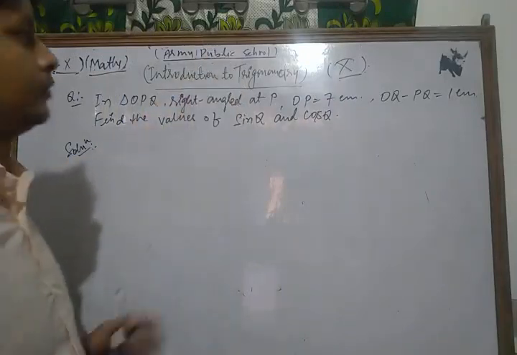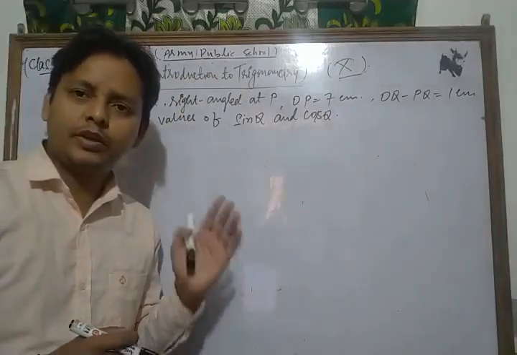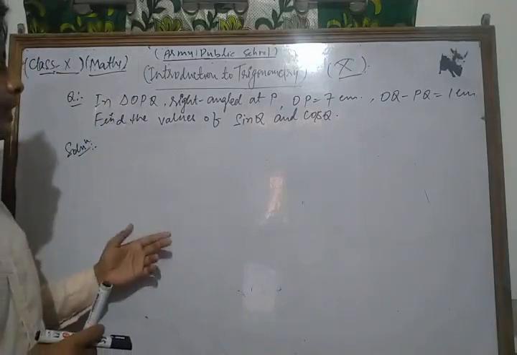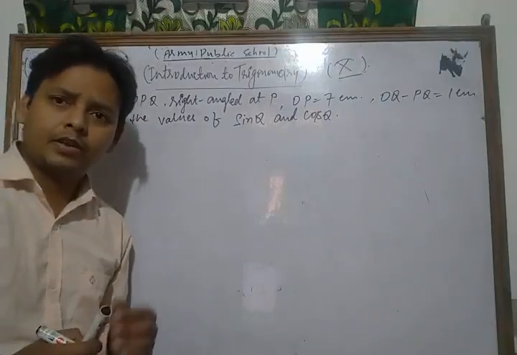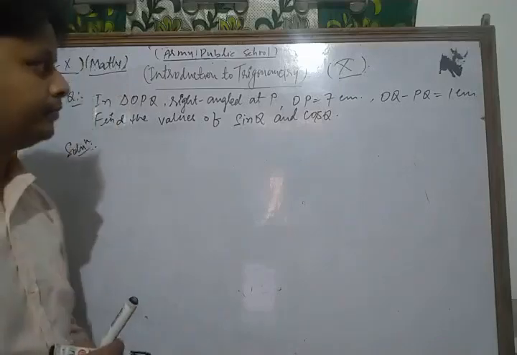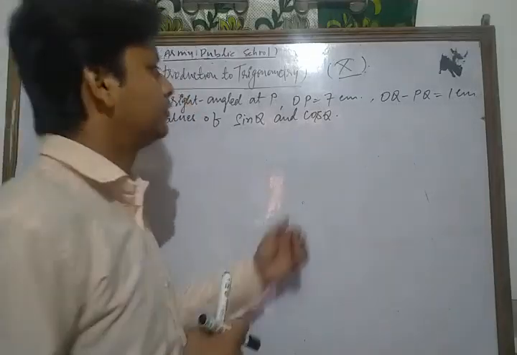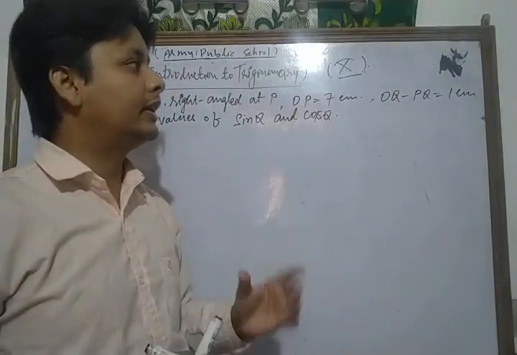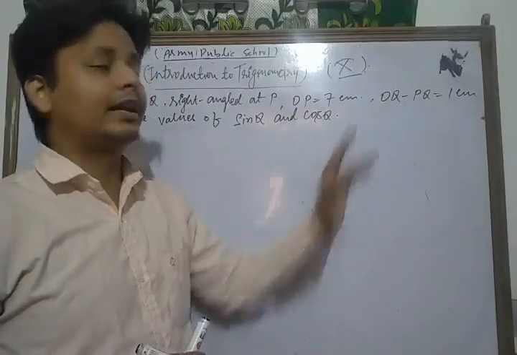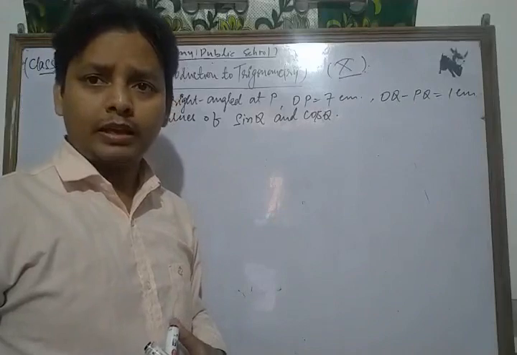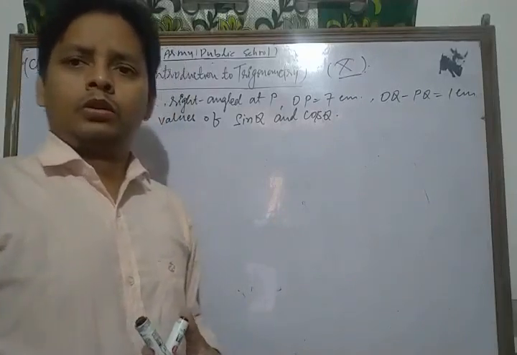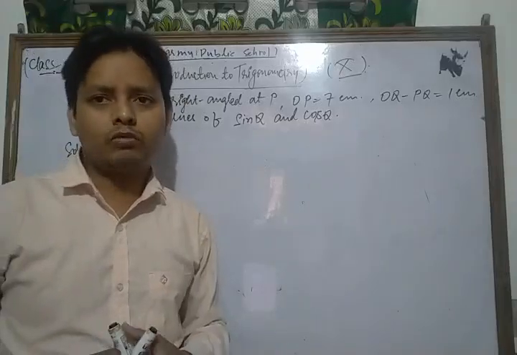Okay, dear students, this is the question here. This is a very important question. Let's see once more. Your question is: in triangle OPQ, right angled at P, OP is equal to 7, and a very important relation is given: OQ minus PQ is equal to 1 centimeter. So what is the process to solve that type of question?